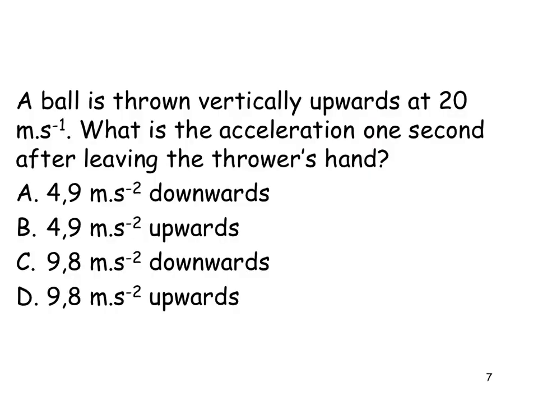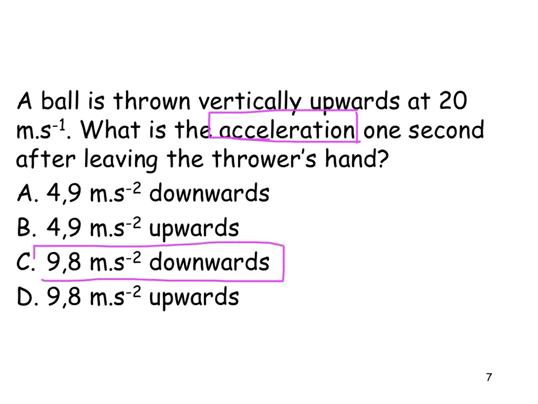If I throw a ball up at 20 meters per second, what is the acceleration 1 second after leaving the thrower's hand? You must not forget that when something is on planet Earth, the acceleration at all times in free fall, in other words, when something's not being pushed or anything like that, it's up in the air, is 9,8 meters per second squared downwards at all times.